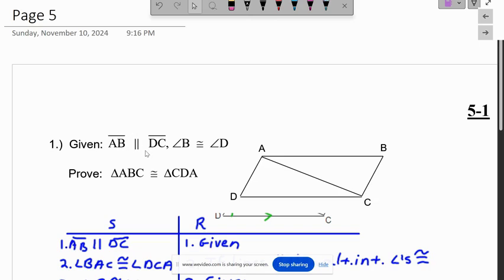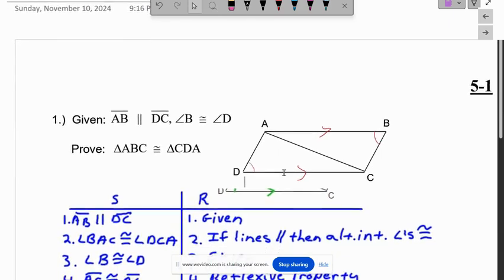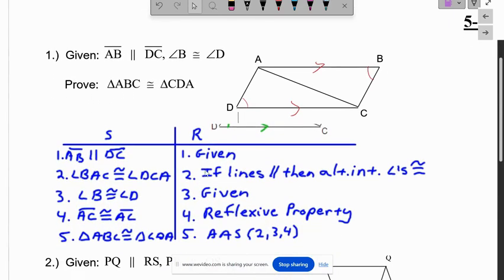So we have given that AB is parallel to DC. Okay, so I'm going to use some of those guys. And then angle B is congruent to angle D. So we want to prove that the two triangles are congruent just with this information, which ends up happening is we have some nice things because of parallel lines. So it's a very short proof here.